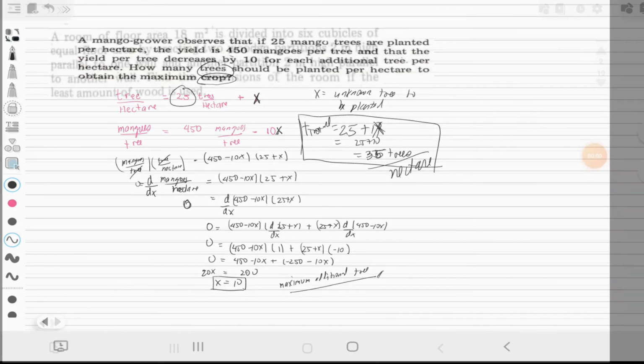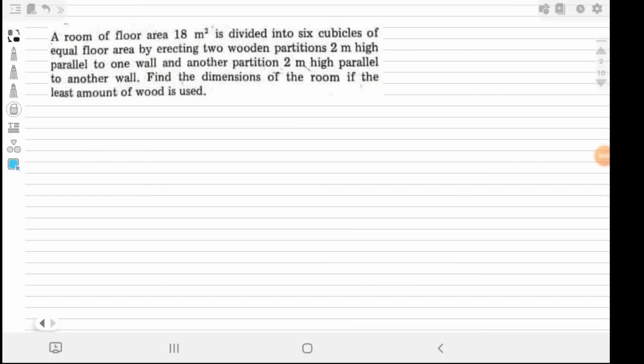So let's have this example. A room of floor area 18 square meters is divided into 6 cubicles of equal floor area by erecting two wooden partitions 2 meters high parallel to one wall and another partition 2 meters high parallel to another wall. Find the dimensions of the room if the least amount of wood is to be used.